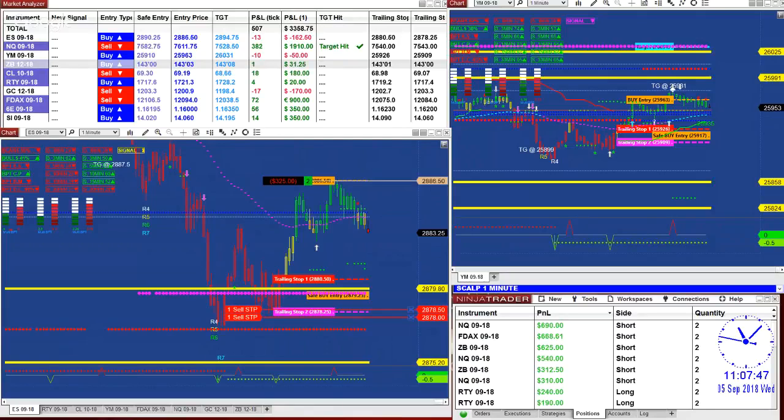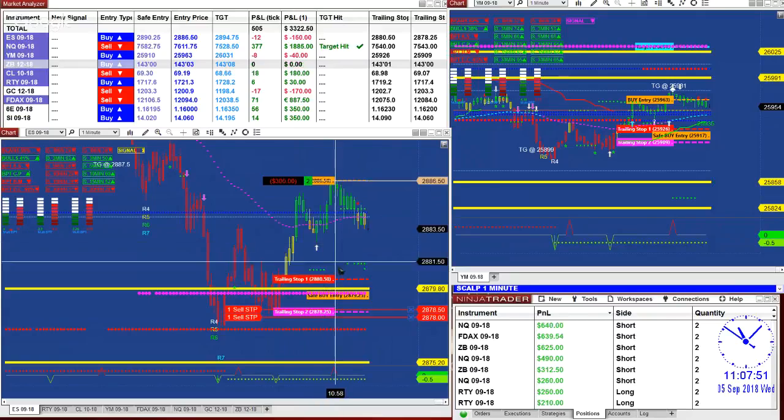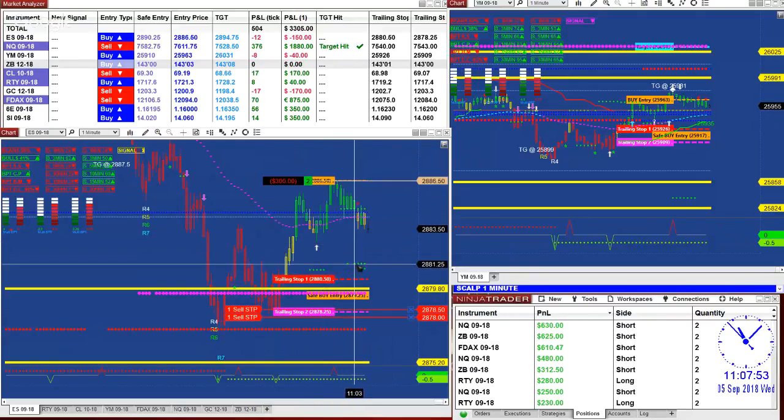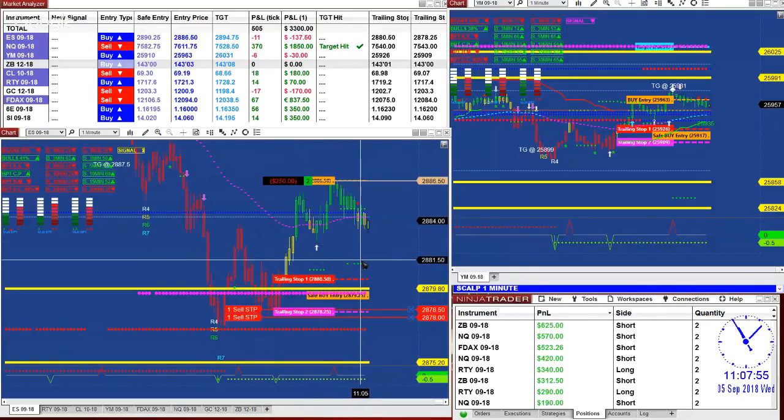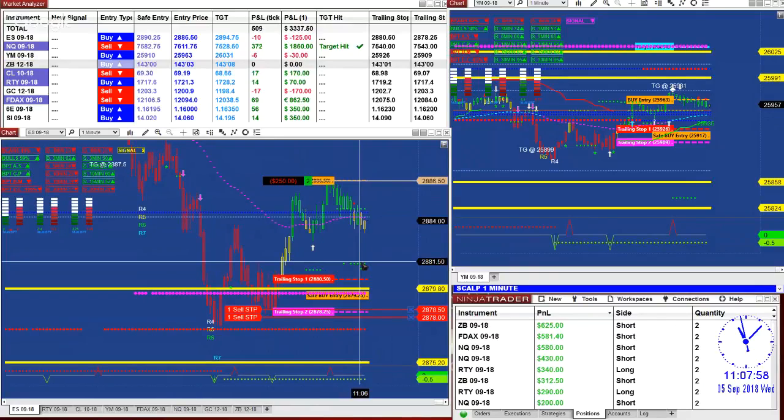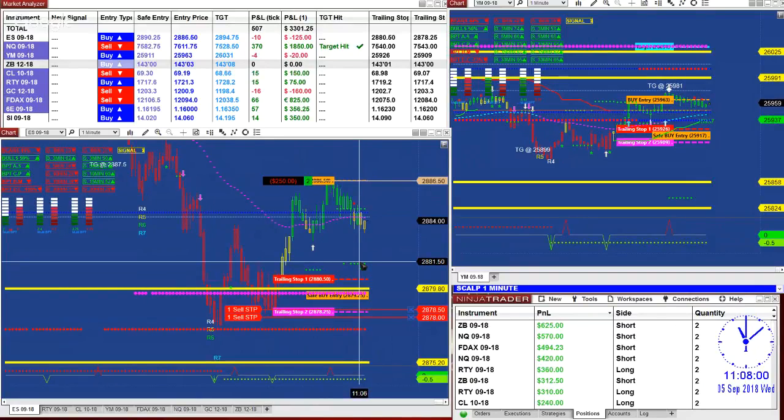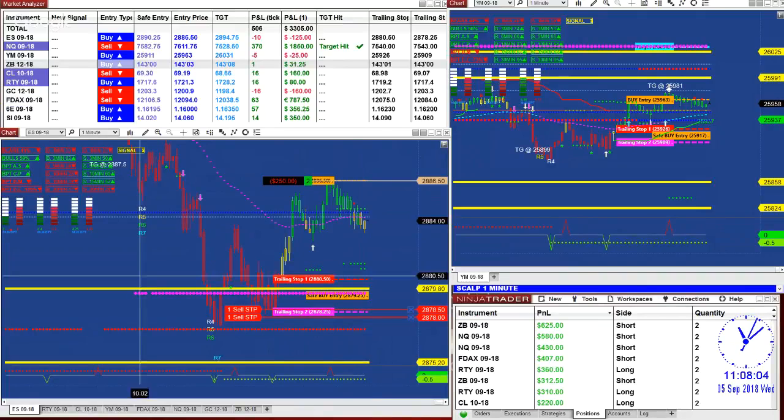My estimation, 8150. You see this projection? My estimation, if this ES is gonna drop, it's not gonna drop below the 8150. My estimation. And let's see. Actually, I'm gonna mark it for you.